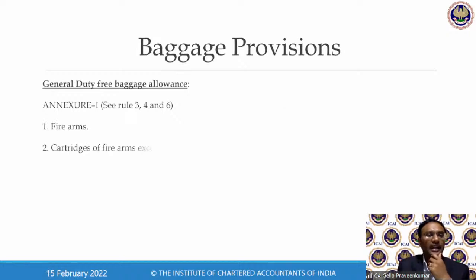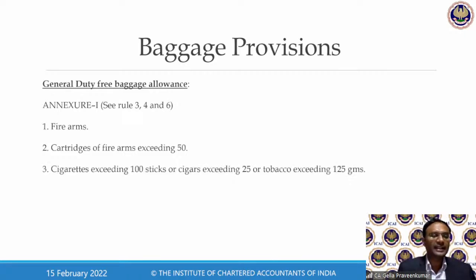Firearms. I can import a firearm. Cartridges of firearms exceeding 50. So these are the annexure. Look at Annexure 1, page number 5.52. Cigarettes exceeding 100 sticks or cigars exceeding 25. Tobacco exceeding 125 grams means this Annexure 1 says that cartridges of firearm exceeding 50 is not a duty free.